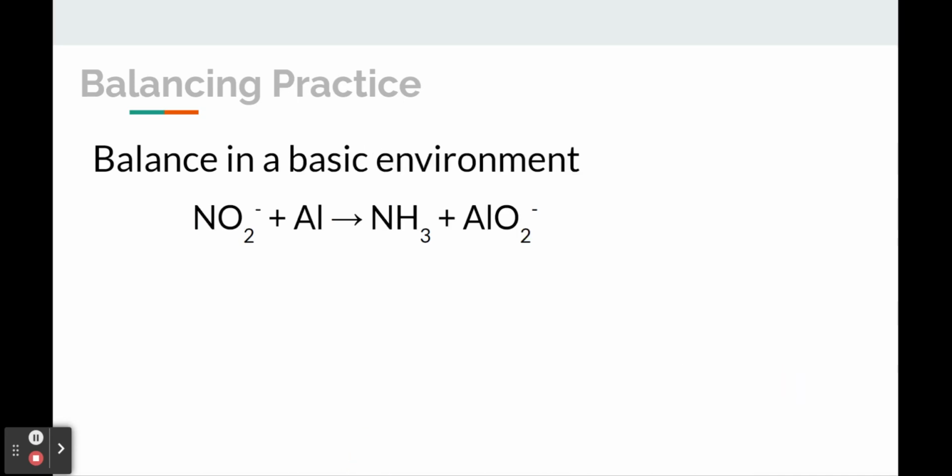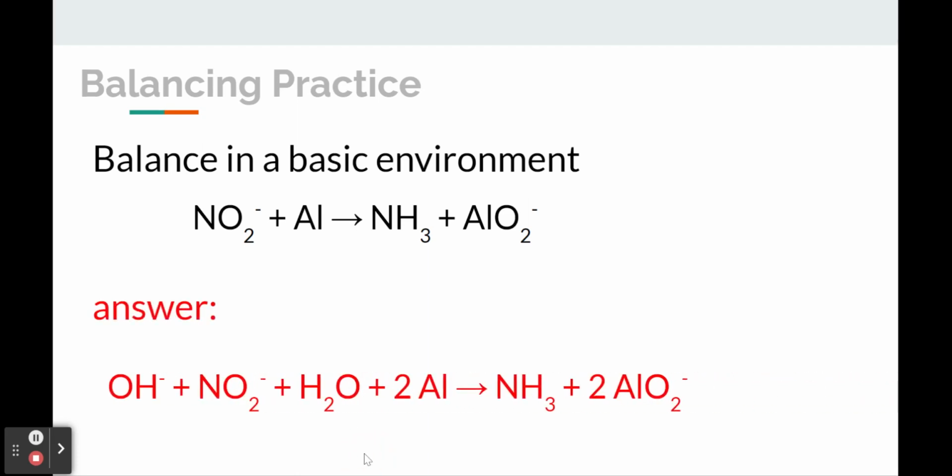More practice. Balance this in a basic environment. Stop the video. Follow the steps for balancing in an acidic environment, and then adjust by reacting the excess H pluses with OH minus to give you water. Add that to both sides. And I'll give you the answer in a bit. There's your answer. Check and see if you got that correct.